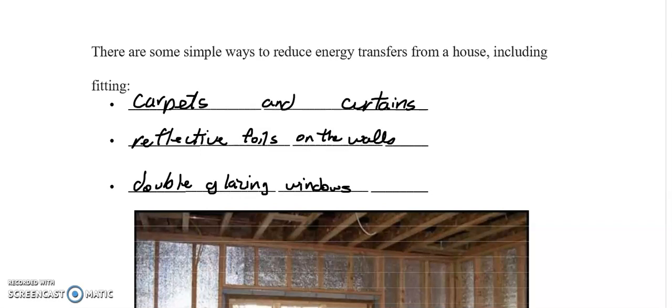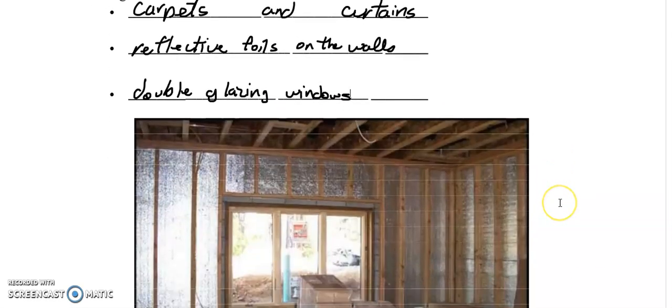Now, if we are going to use reflective foils on the walls, it's going to look something like this. During this construction project, we see this reflective foil all along the inside. What that's going to do is reflect back those electromagnetic waves. It's going to reflect back the radiation and keep it inside the house.